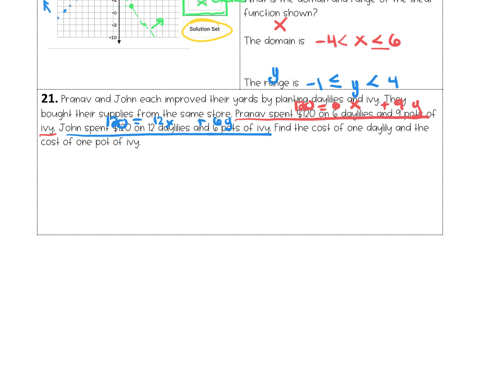So in the first step, I found my two equations. Pranva spent $120 on 6 daylilies and 9 pot ivies. John spent $120 on 12 daylilies and 6 pots of ivy. Now go ahead and choose your method and solve. Pause the video while you do that.